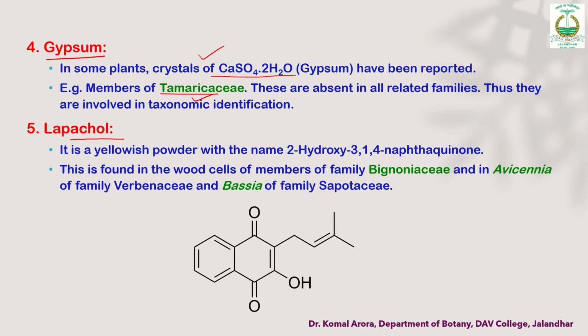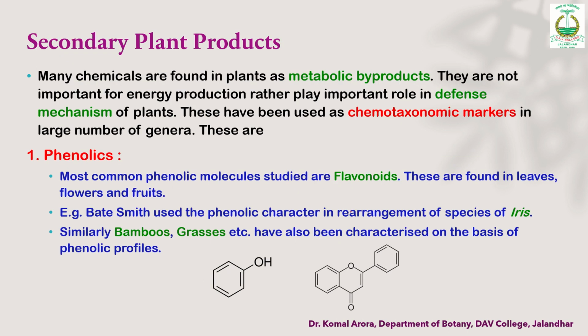Next is lapachol. Lapachol is a yellow colored powder which is chemically 2-hydroxy-3-(3-methyl-2-butenyl)-1,4-naphthoquinone, and this has been observed in the wood cells of family Bignoniaceae, in the Avicennia of family Verbenaceae, and in Bassia of family Sapotaceae. So it is highly characteristic to these groups only and not present in other members. This is the chemical structure of lapachol. So these were all easily observable characters which are morphologically visible and they can be differentiated. They can form the basis of classification.